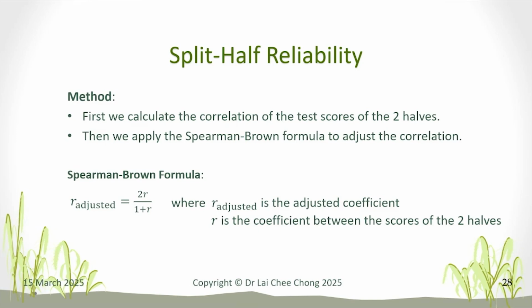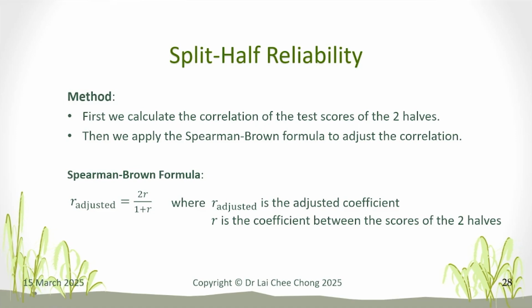So the first part, to calculate the correlation, you use the Pearson to calculate the correlation of the two equal halves. But after that, that's not enough, because I said this tends to give you a lower correlation, right? You need to apply the Spearman-Brown formula to adjust the correlation. And here's the formula. It's quite easy. You can see that the R here refers to the Pearson correlation between the two halves, right? It's twice R divided by 1 plus R.